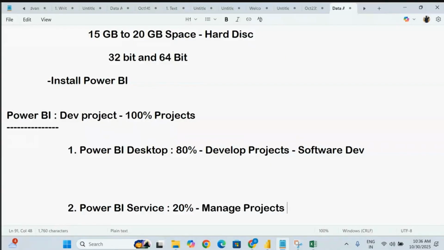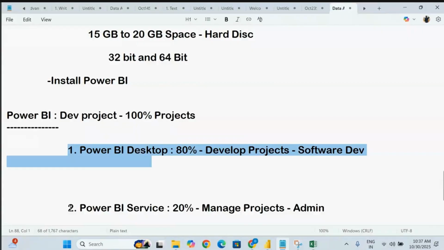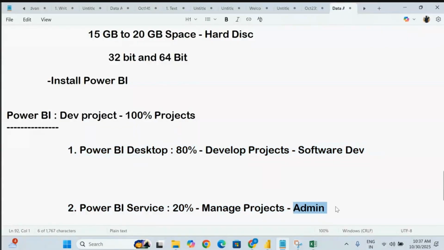Whatever project the software developer completes using Power BI Desktop is going to be given to Power BI Service. At the Power BI Service level, the person is going to manage that project. Who is going to manage this project? They are considered an admin. Simple thing. So including Power BI, you can go for two careers: Power BI Desktop developer or Power BI Service developer, which means software developer and admin. Simple thing.